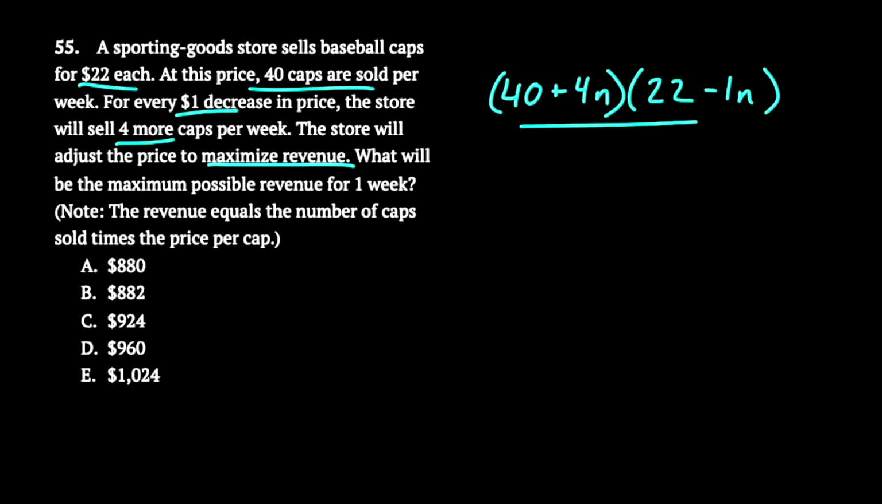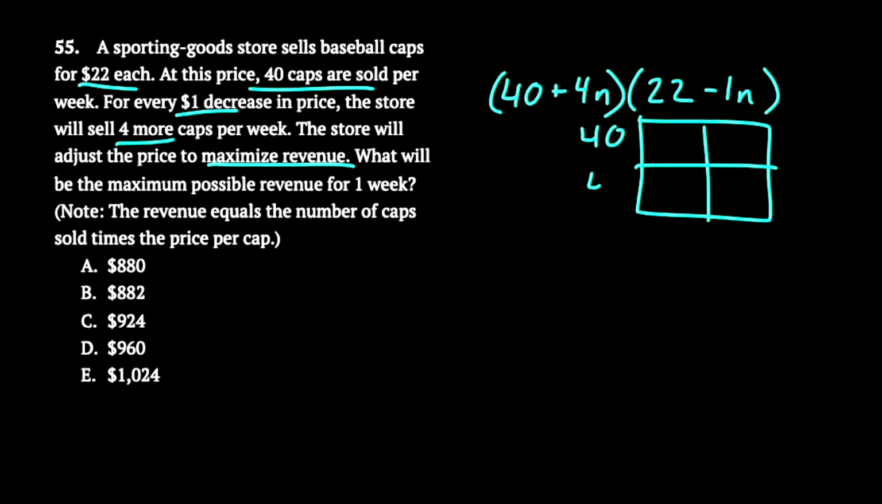So let's see what would happen if I were to multiply these two together. We'll draw a box under this factor, and then write 40 plus 4n here, and multiply everything together. So 40 times 22 would be 880. 40 times negative 1n would be negative 40n. 4 times 22 is 88n. And then 4 times negative 1n is negative 4n squared. All right, so writing that out in standard form would be negative 4n squared. If I put these two together, that would be 48n, so plus 48n. And then our constant at the end is just plus 880.